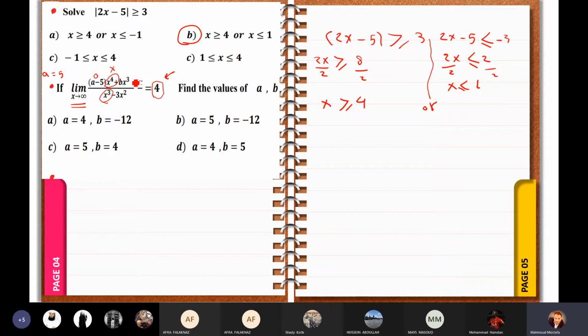Now, x power 3, the coefficient is what? B. x power 3, the coefficient is what? Is 1. B divided by 1 equals 4. So B is what? Of course, B is 4.